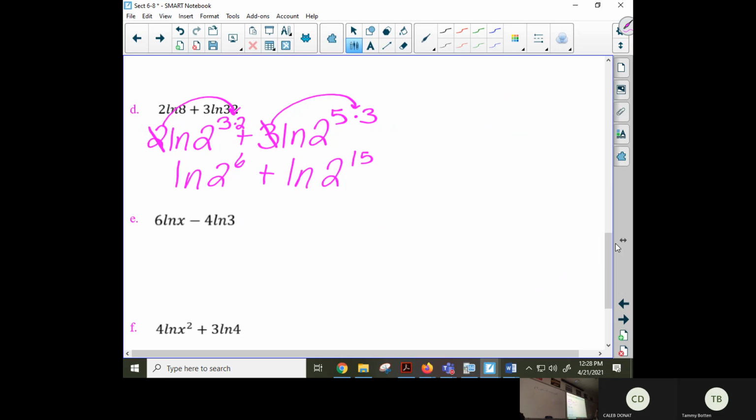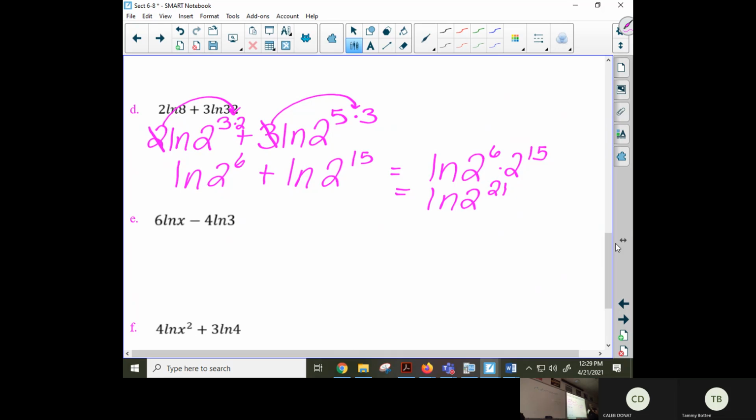Okay? To undo that addition, what do you do? Multiply them. So we get natural log of 2 to the what? Do you get that? Maybe I should rewrite them and then we'll talk about it. Do you get it? It would be like that, which is natural log of 2 to the 21st.